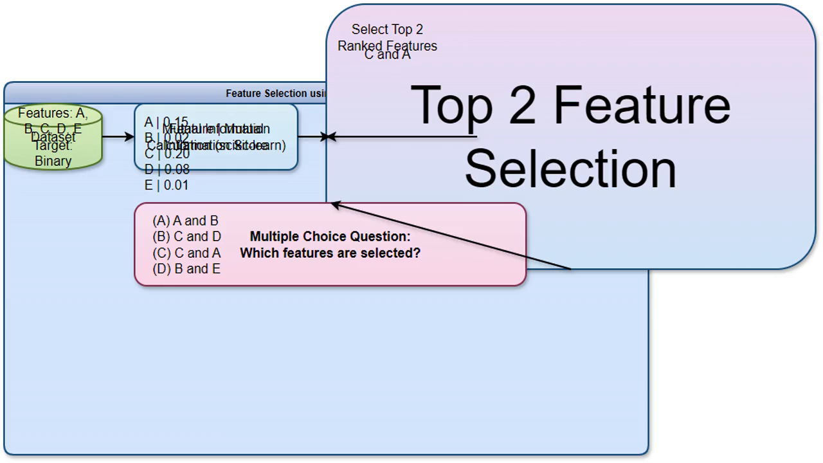And there you have it. The best 2 features, according to their mutual information scores, are C and A. These are the features I'll choose for my model.